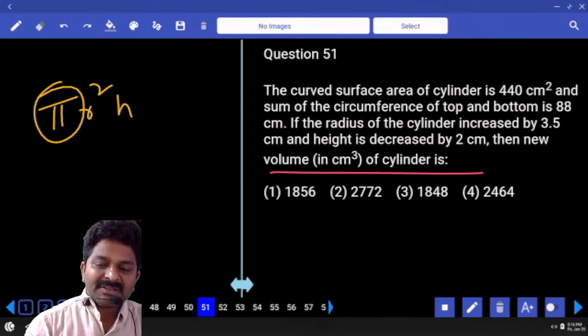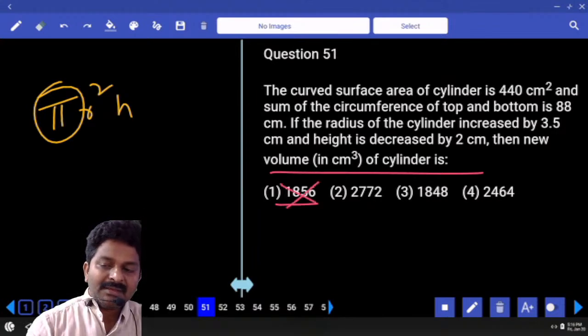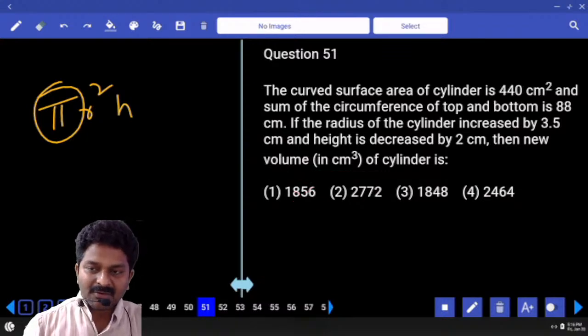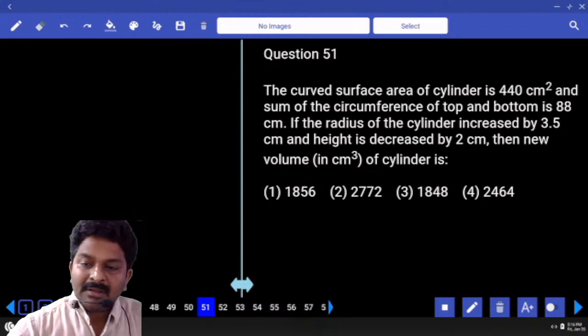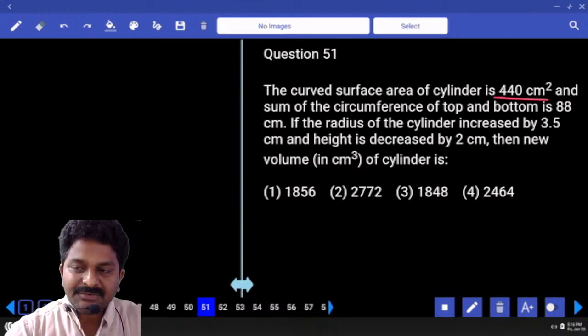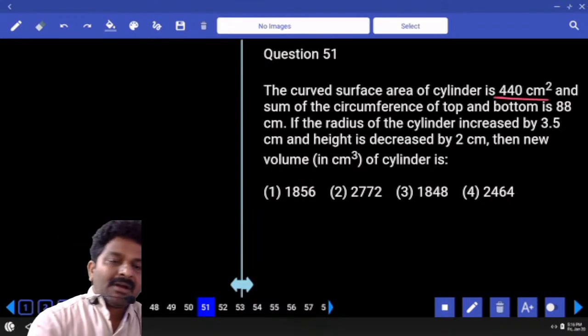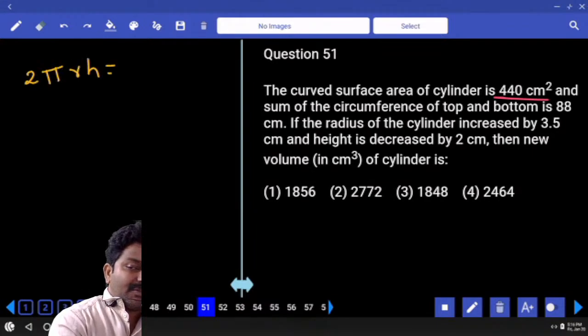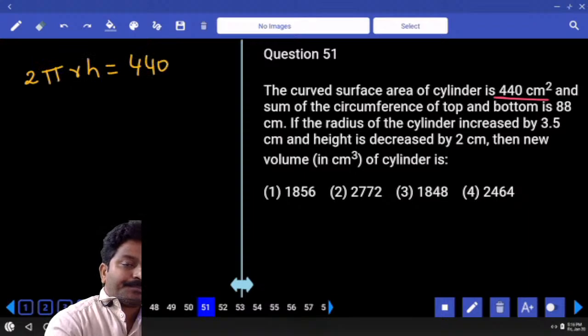Right, can it be the first option? No way. Second? Yes. Third? Yes. Fourth? Multiple options are there. We have to solve. Come on. Curved surface area of the cylinder is 440. Curved surface area 2 pi r h, which is 440.